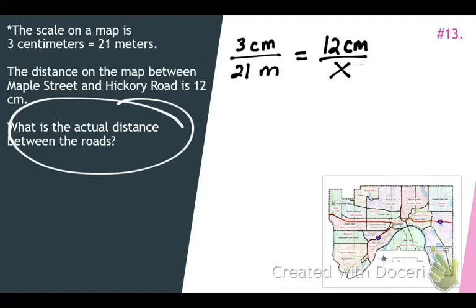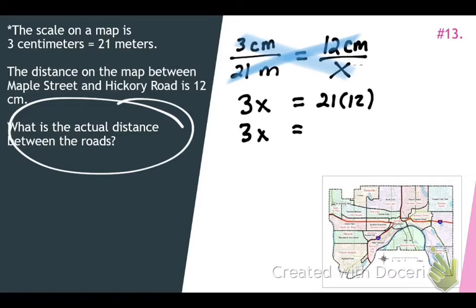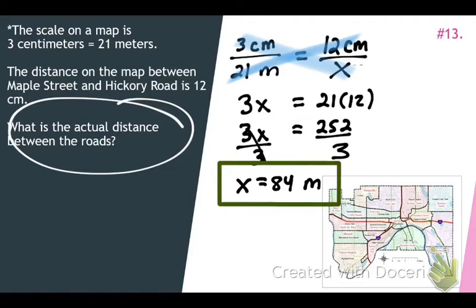There's a couple different ways that we could do this. You could multiply out 3 times x equals 21 times 12. Guys, what's 21 times 12? Say again? 252. Some people told me 252 was the answer. But what do I still need to do? I have to divide by 3 in order to get that x by itself. Then what would I get? 84, what was the units? Meters.